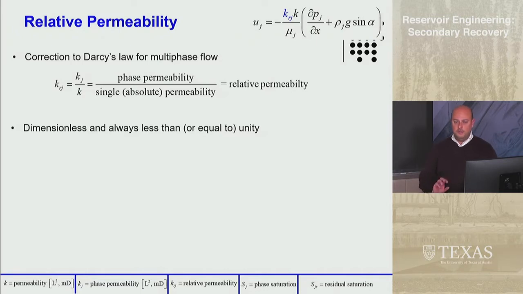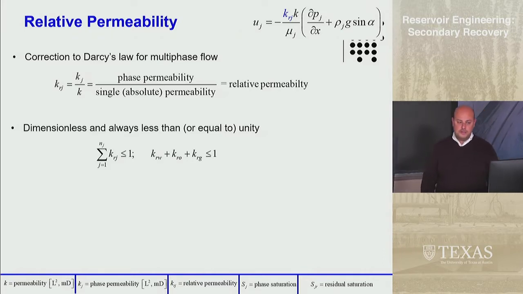Okay, so there are probably very, very weird situations where it's greater than 1, but for our purposes, it's always less than 1. And the sum of the relative permeabilities of all phases is less than or equal to 1. So Krw plus Kro, if we have two phases, is less than or equal to 1. Or if you have a third phase, then they would all sum to less than or equal to 1.